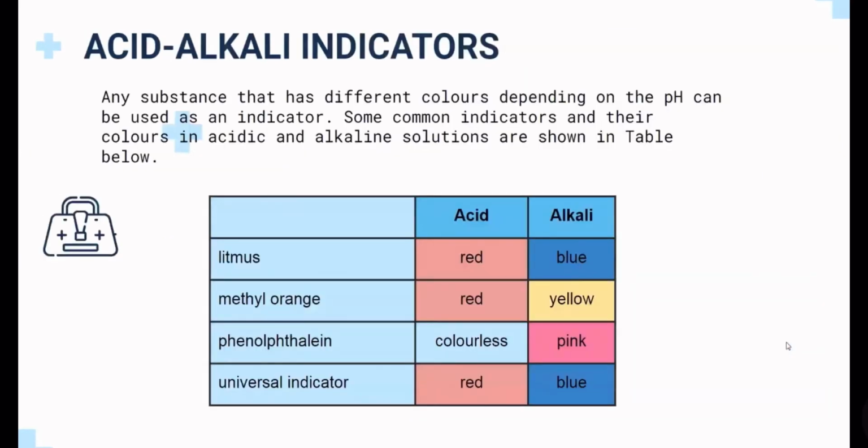Next is acid and alkali indicators. Any substance that has different colors depending on its pH can be used as an indicator. Some common indicators and their colors in acidic and alkaline solutions are shown in the table below. Litmus is red in acidic solution and blue in alkaline one, so there's an example for it.